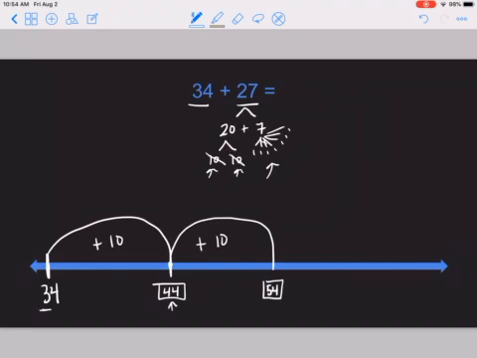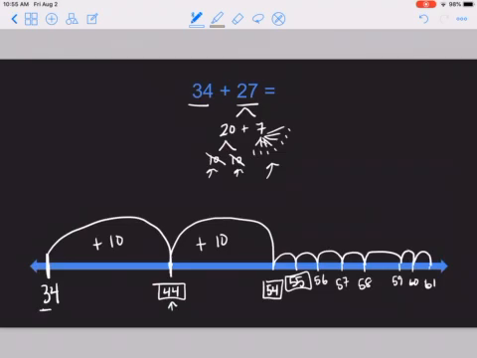So what I have left is to make 7 jumps of 1. Okay, so 1, 2, 3, 4, 5, 6, 7. And we can count up. We're going to count up by 1. So 54 and 1 more is 55. And then 56 right here. 57, 58, 59, 60, 61.